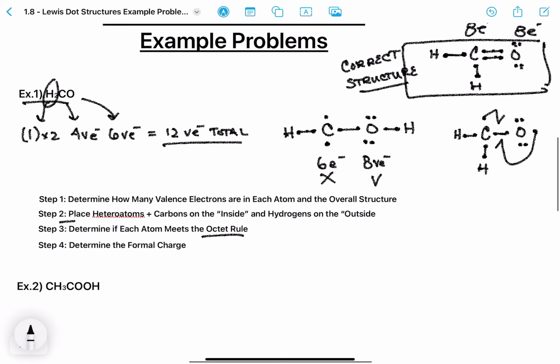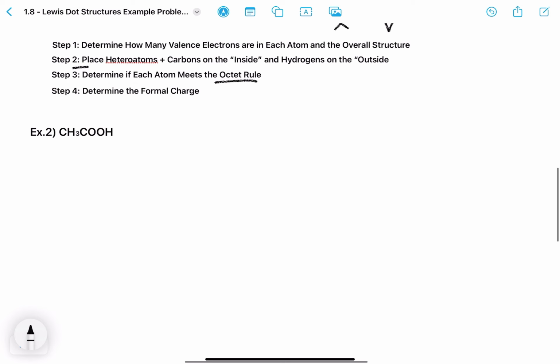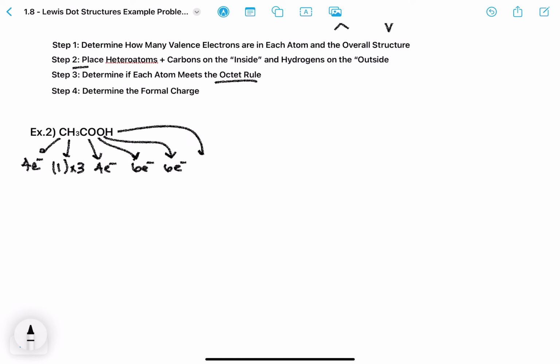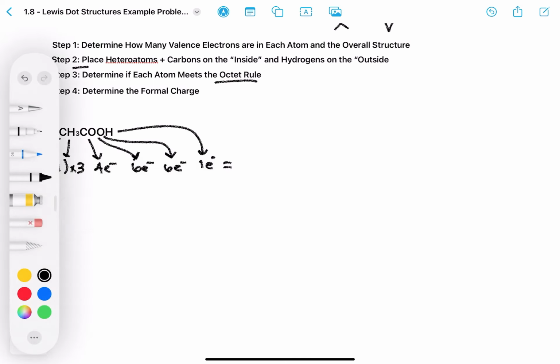Right? And so we move on to another problem, and we'll follow the same steps. We have CH3COOH. So determine the number of valence electrons in each atom and the overall molecule. So we have 1 electron in each hydrogen, there's 3 of them, 4 electrons in that carbon, 6 in that oxygen, 6 in this oxygen, and 1 electron there. That gives us 12, that gives us 16, 17, 18, 19, 20, and then 24 total.